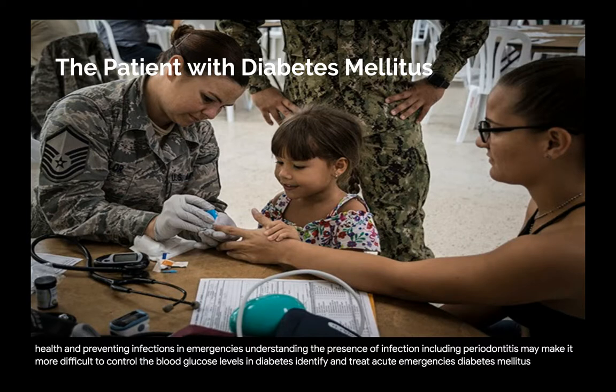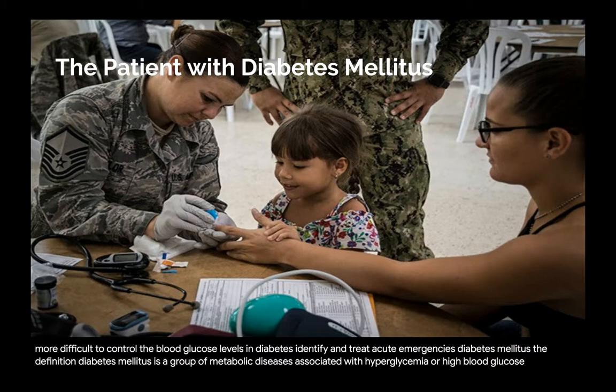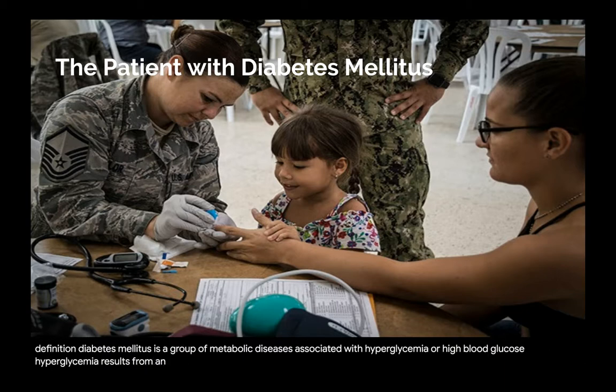Diabetes mellitus. The definition. Diabetes mellitus is a group of metabolic diseases associated with hyperglycemia, or high blood glucose. Hyperglycemia results from an insulin deficiency, resistance to insulin action, or both.